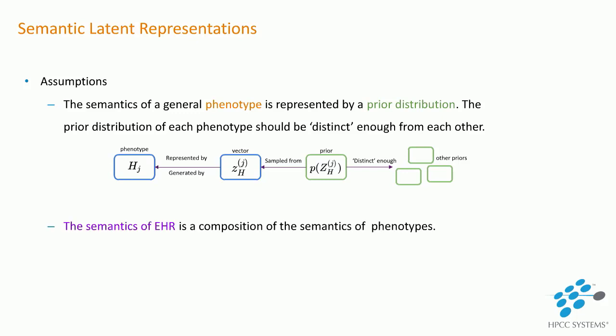The second assumption is we assume the semantics of EHR is a composition of the semantics of phenotypes. Which means that the semantics of EHR, which is represented by Z star, should be a weighted composition of ZJ, and ZJ is also sampled from the same prior distribution of the phenotype, and the alpha here represents the weight. The weight intuitively means the higher the weight, the more important role this phenotype plays in this EHR, or otherwise the weight is 0, which means that this EHR has nothing to do with the phenotype. So just simple.